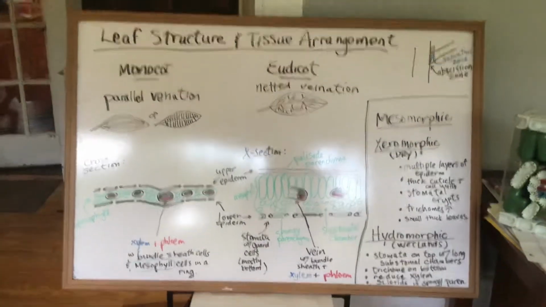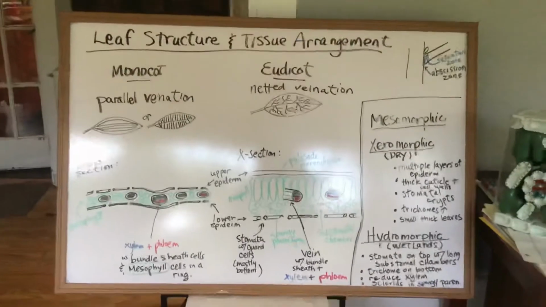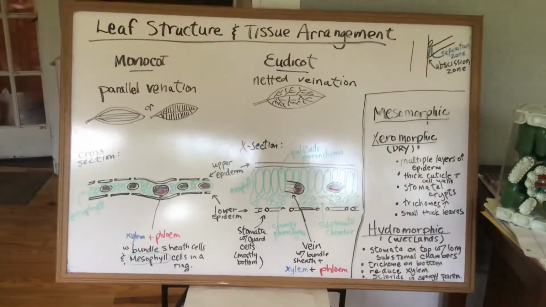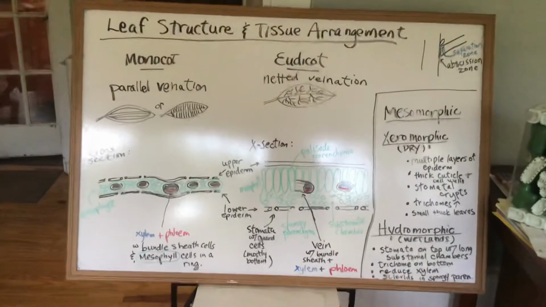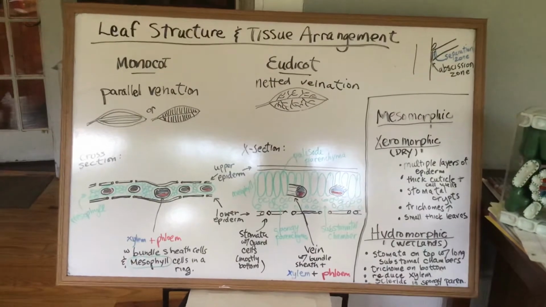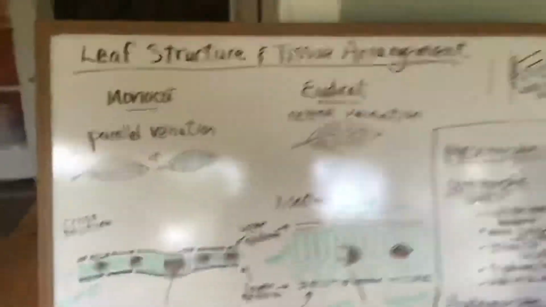So the last structure we're going to talk about is the leaf, and we're going to talk about the tissue arrangement in the leaf and growth and development. And I'm just standing back here so you can stop the video and take notes on the different aspects of the leaf structure. So let's talk about the monocots.